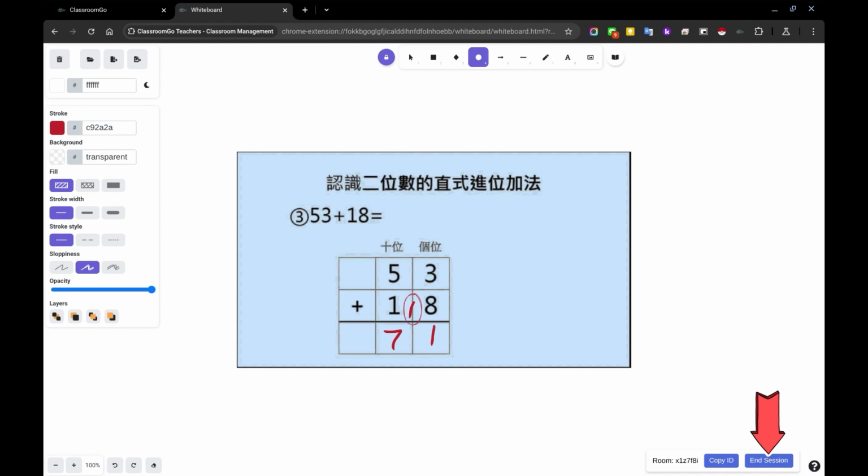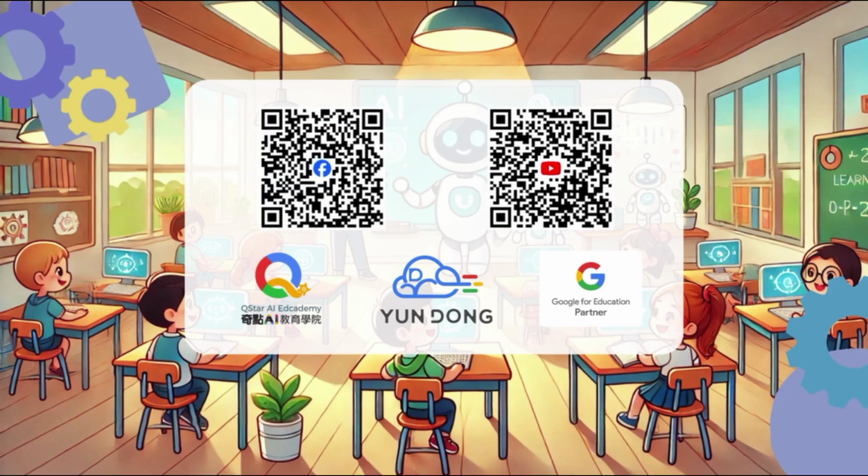ClassroomGo will automatically export the whiteboard content as an image file and save it to each student's device. Let's try it out together.